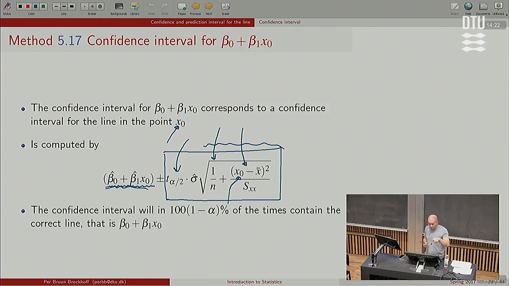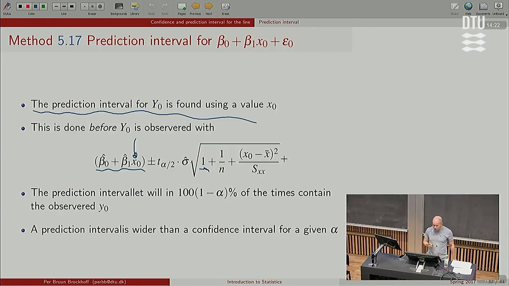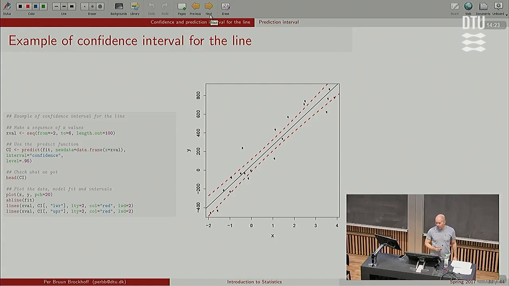So I could be as precise as I want on the uncertainty here, but this one, no matter how many millions or billions I spend on the experiment, the one will be there. So when I predict individuals, the individual biological variability is inherently part of the error and we cannot remove it by sampling. Otherwise, it's the same thing. That's the two. Here's an example.